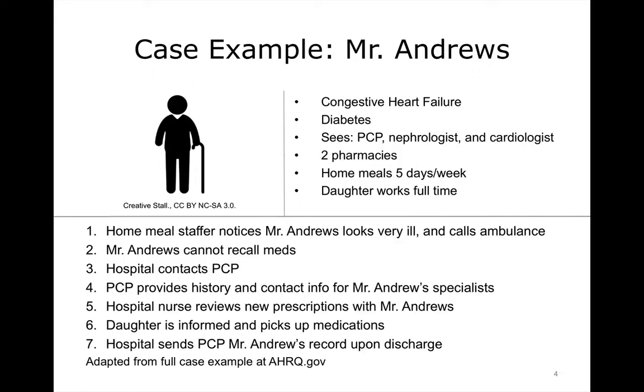We can begin with a case example of coordinated care from the Agency for Healthcare Research and Quality's Care Coordination Measures Atlas. In this case, Mr. Andrews is a 70-year-old man with congestive heart failure and diabetes. He uses a cane when walking and recently has had some mild memory problems. During a recent meal delivery, the program staffer noticed that Mr. Andrews seemed very ill. He called an ambulance and Mr. Andrews was taken to the emergency department.